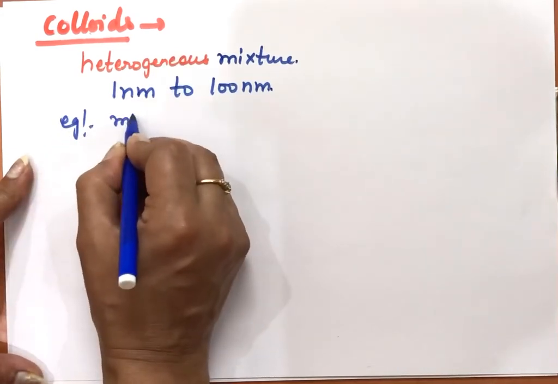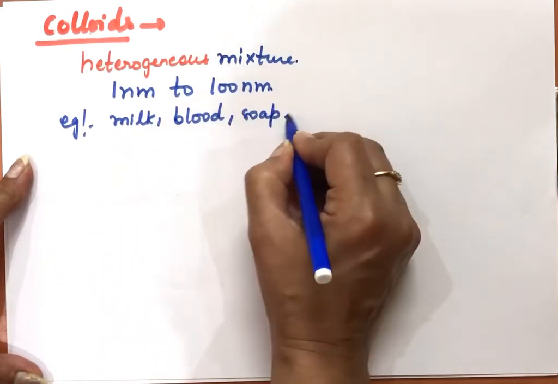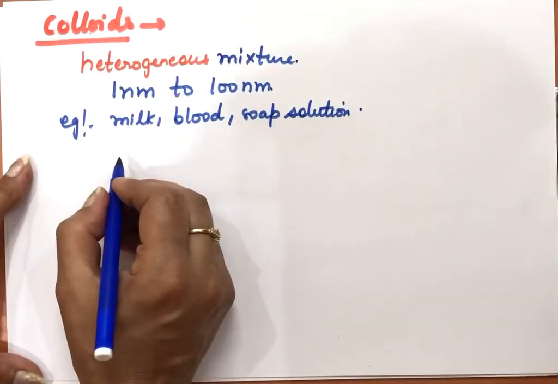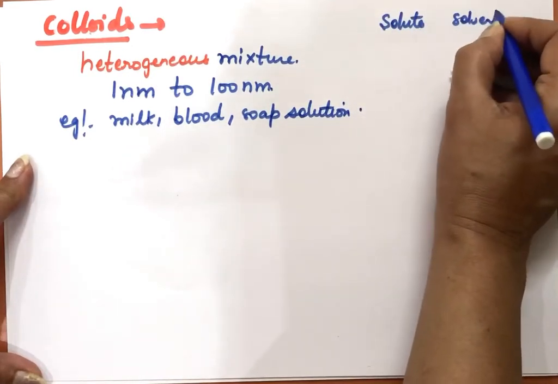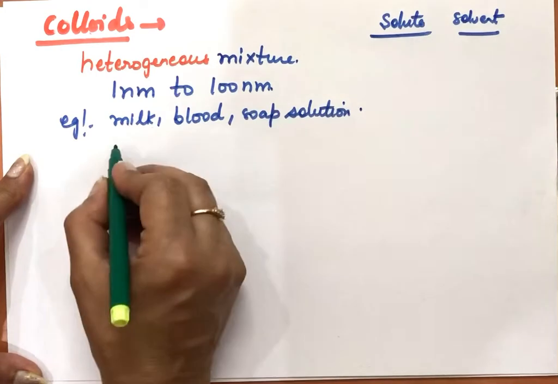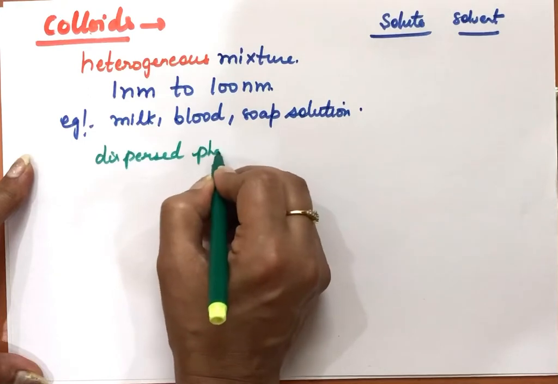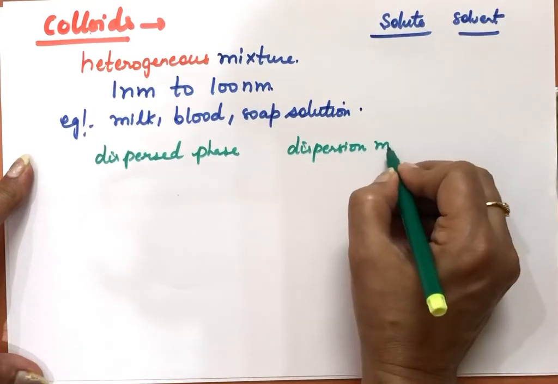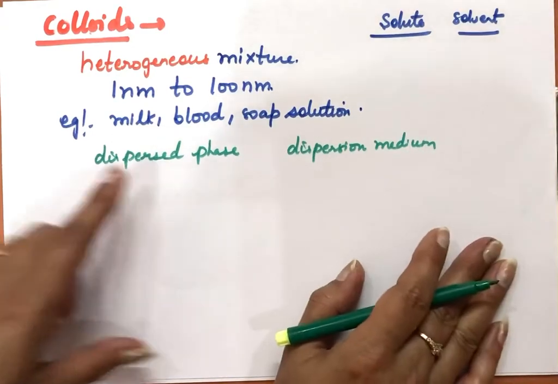Examples are milk, blood, soap solution, ink. All these are colloidal in nature. Now, when we form a solution, we say that there are two components. One is solute and the other component is solvent. But when we are talking about colloids, the solute in colloids is called the dispersed phase and the solvent here is called the dispersion medium. Just the name will change; otherwise the dispersed phase is the solute only and the dispersion medium is the solvent only.